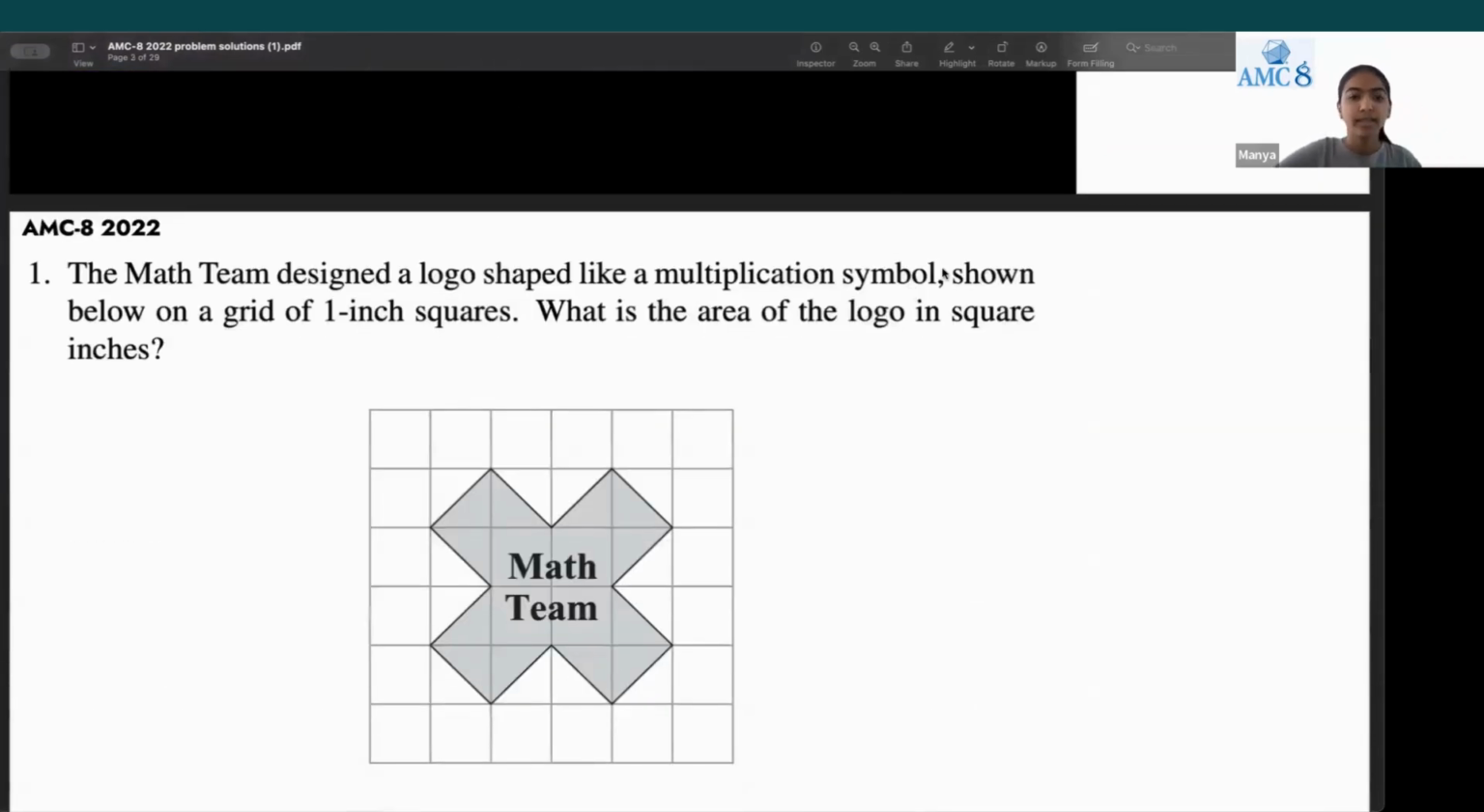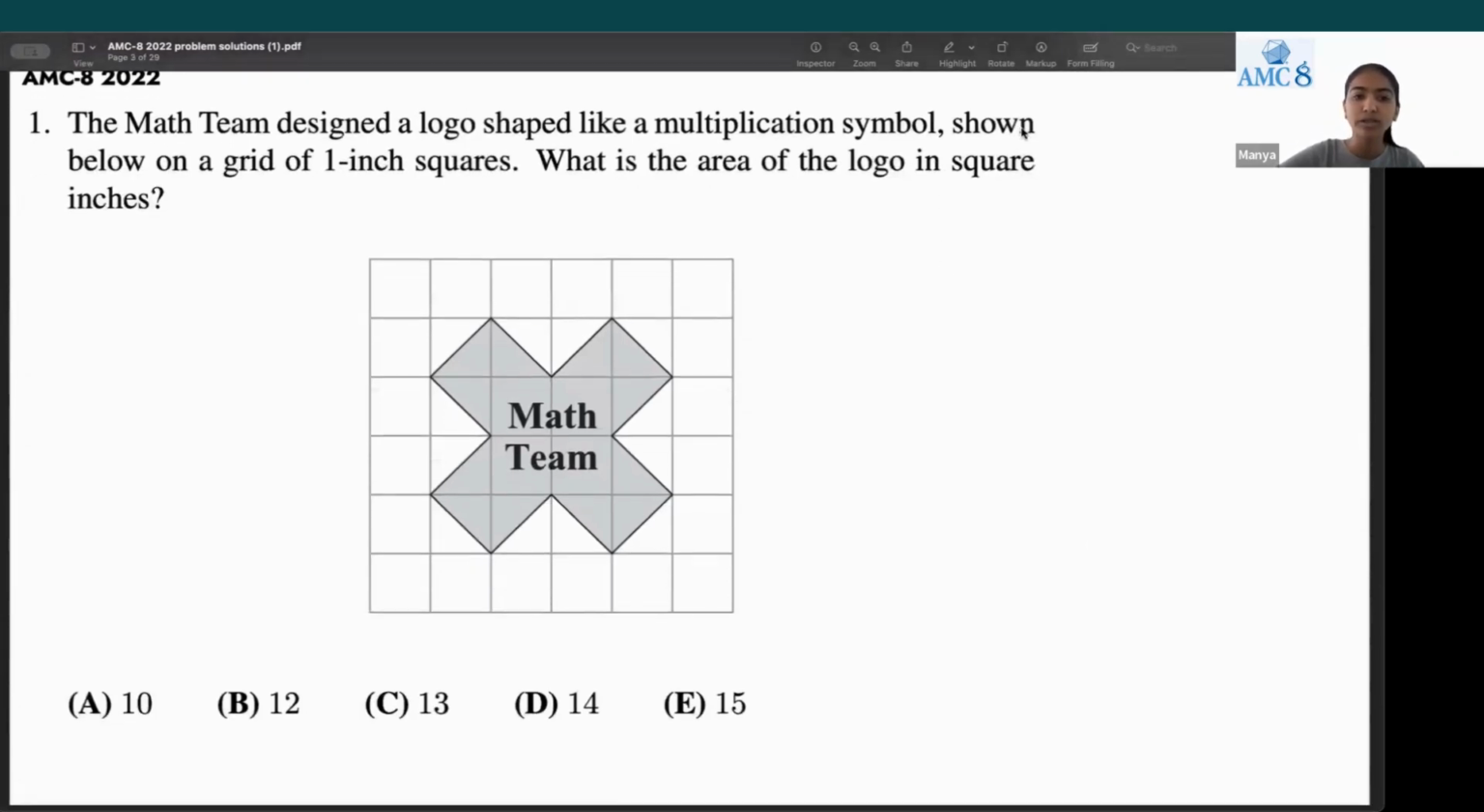Problem number 1. The math team designed a logo shaped like a multiplication symbol, shown below on a grid of 1-inch squares. What is the area of the logo in square inches?